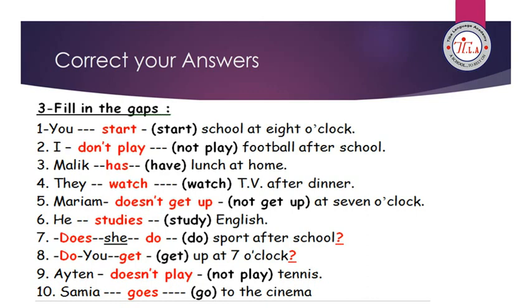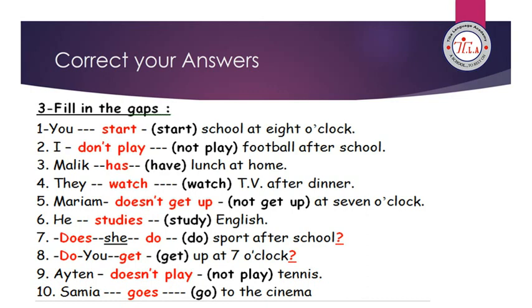Number 2. I not play football after school. I from strong or weak? I from strong. I want to put not here. I will say don't or doesn't. Don't. With the strong group I use don't. I don't play. After don't and doesn't I will put verb infinitive. I don't play football after school.